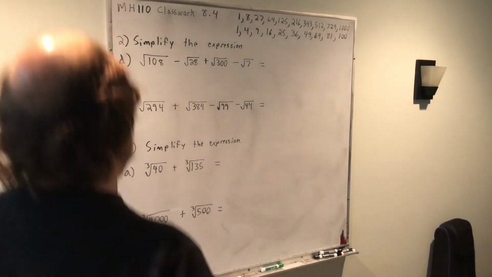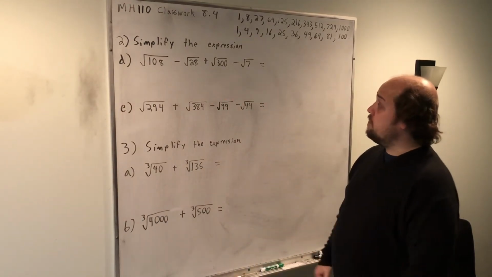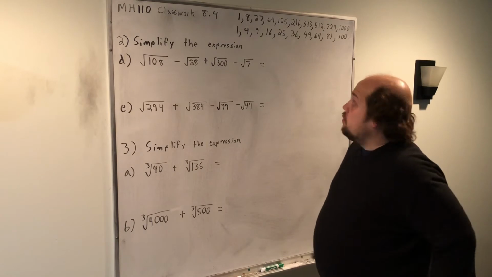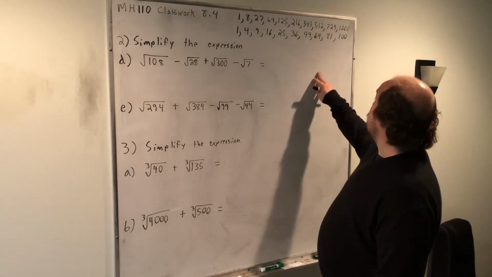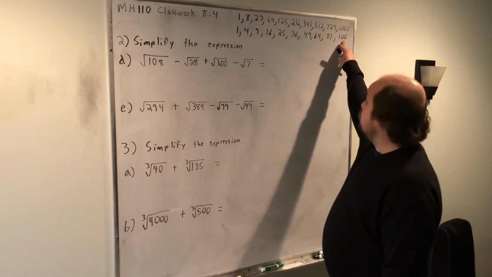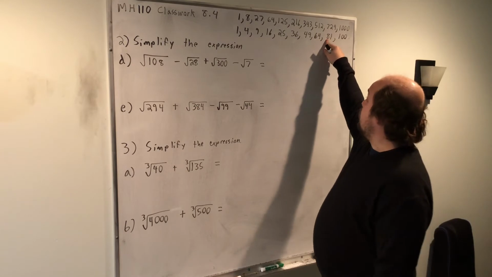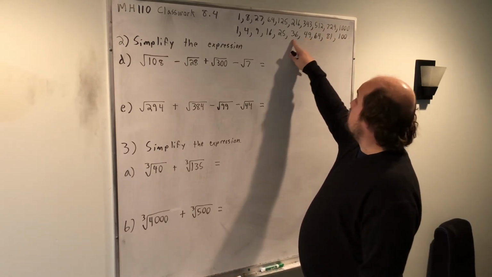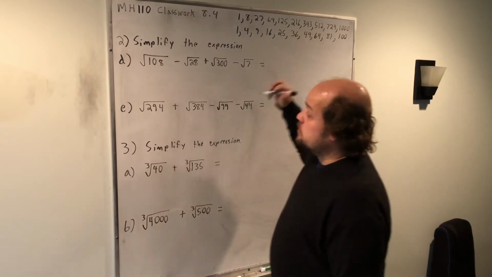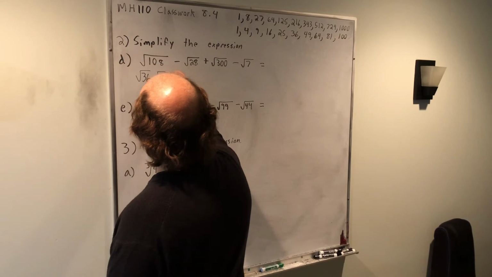Continuing on, D asks us to take root 108 minus root 28 plus root 300 minus root 7. When I go to look for how to break down root 108, I'm going to start with 100. 108 divided by 100 doesn't give me a whole number. Divided by 81 doesn't. Divided by 64 doesn't. Divided by 49 doesn't. Divided by 36 does. Specifically, I can break this into the root 36 times the root of 3.